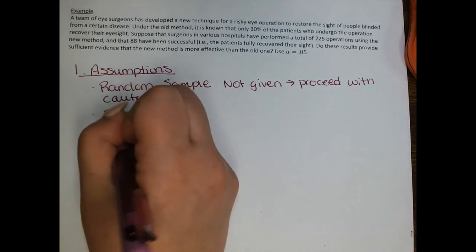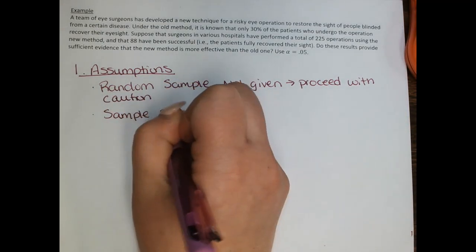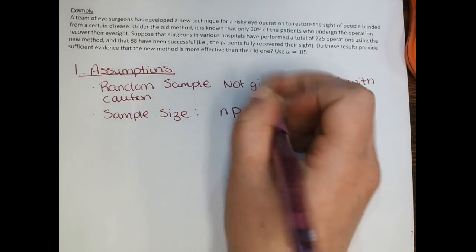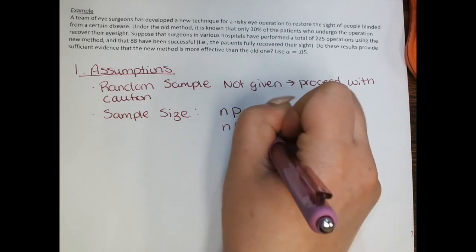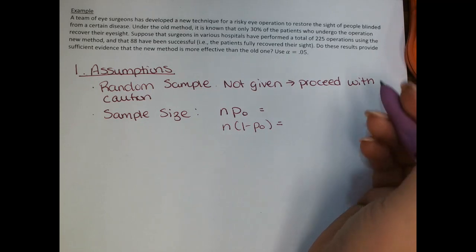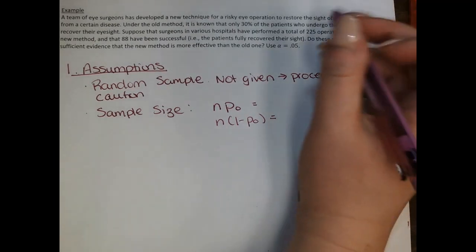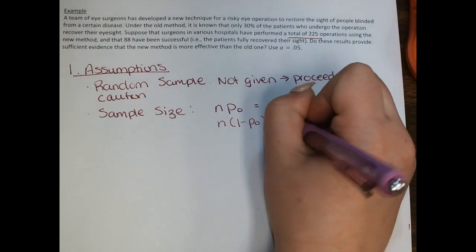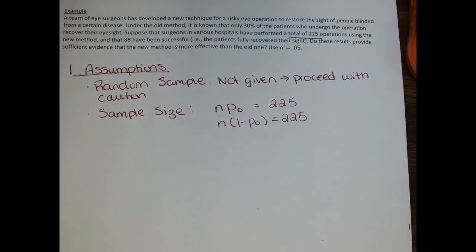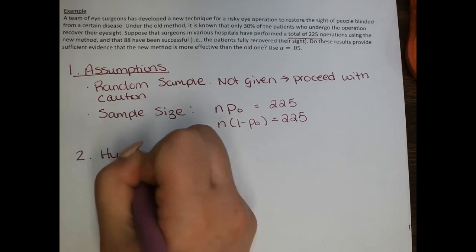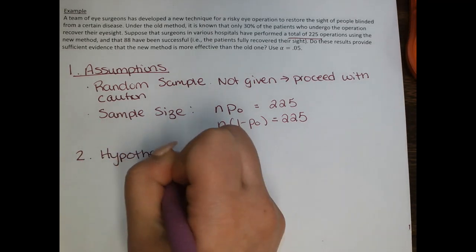Next, we need to check our sample size. Recall the two things we need to check are n times p naught and n times 1 minus p naught, where n is our total sample size. Well, they performed a total of 225 operations, so n is 225. Next, we need p naught, but remember that p naught comes from our hypotheses, so we'll skip down and identify our hypotheses, and then come back and finish the sample size check.